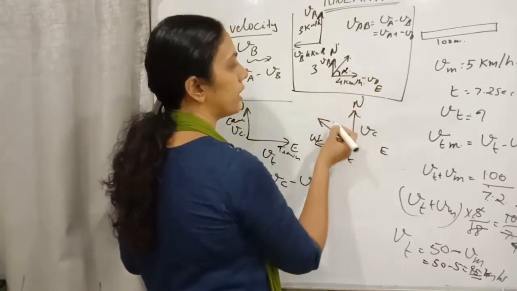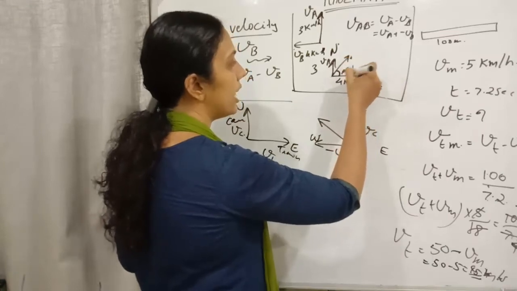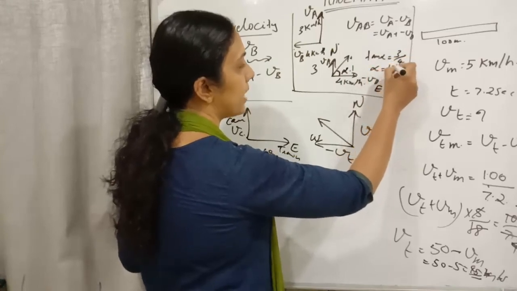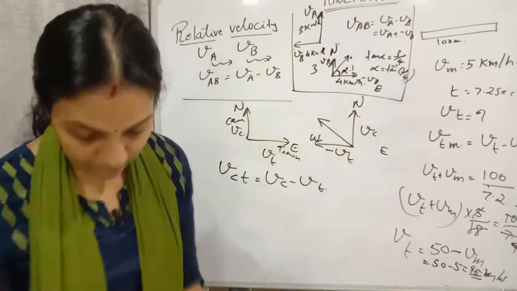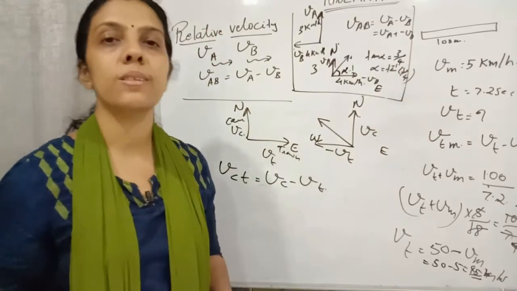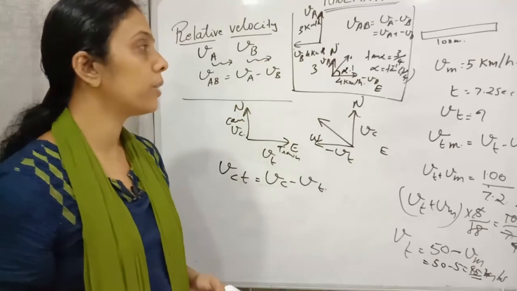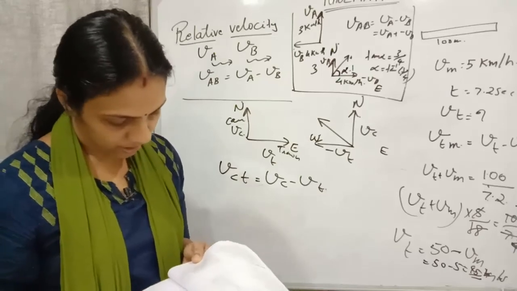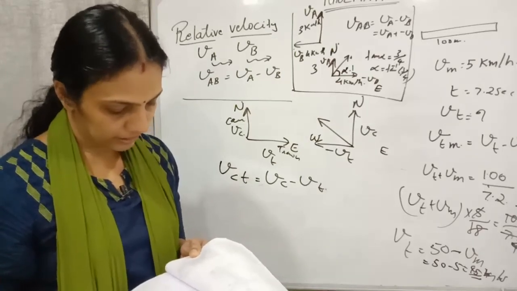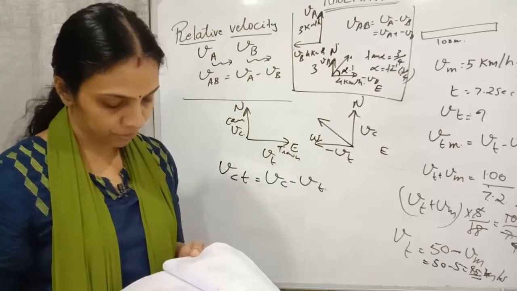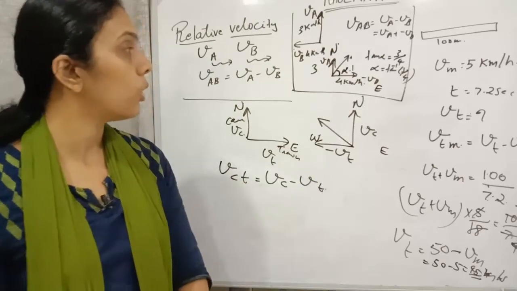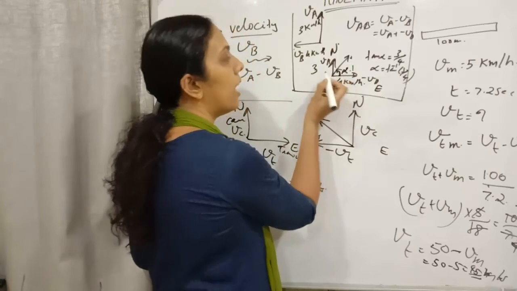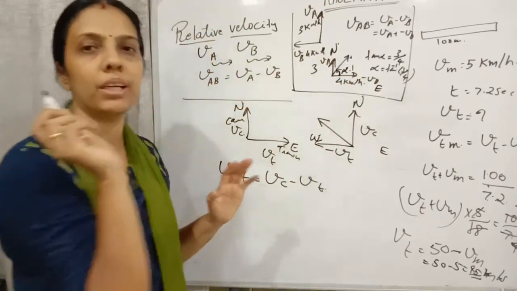So with respect to east, tan alpha equals 3 by 4, and alpha equals tan inverse 3 by 4. In the question it is given that tan 37 equals 3 by 4, so tan inverse 3 by 4 equals 37 degree. The direction we got is northeast. So the answer will be 37 degree north of east, meaning from east it is at 37 degree towards north. That is the final answer.